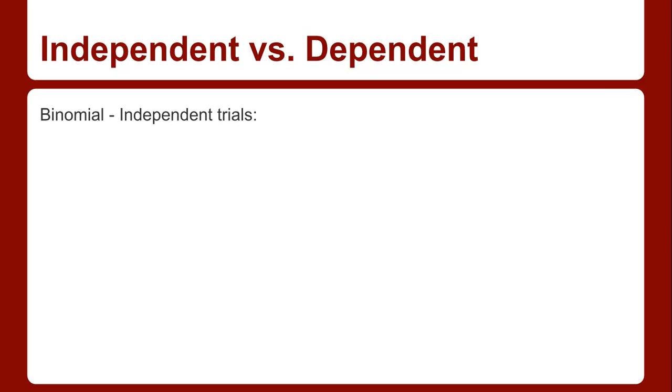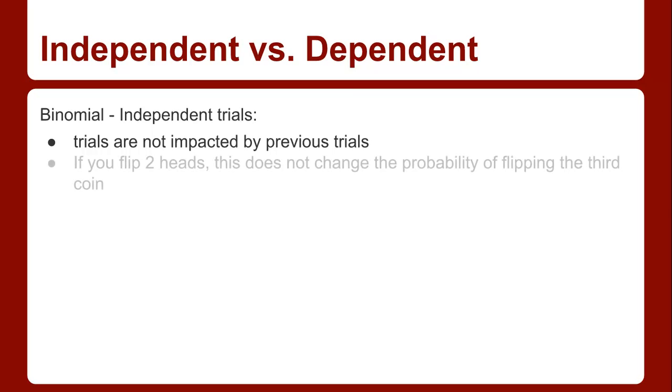So binomial is actually independent. You think about things like flipping a coin, rolling a die. These are independent trials. It doesn't matter if you rolled a 6; you have the same probability of rolling a 6 again, 1 out of 6. It's kind of hard to understand, but it is an independent trial. Trials are not impacted by previous trials.